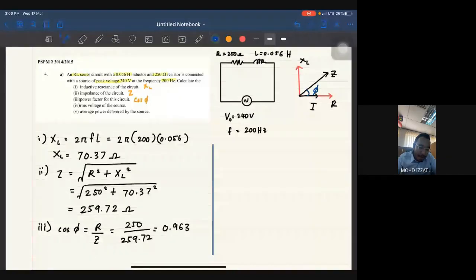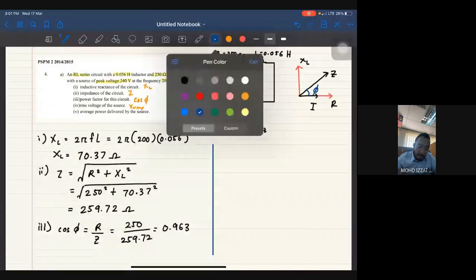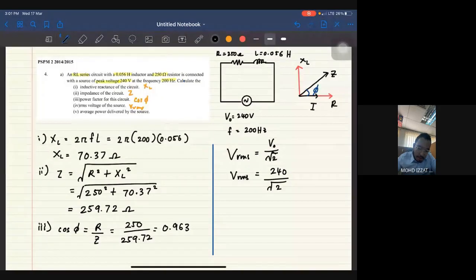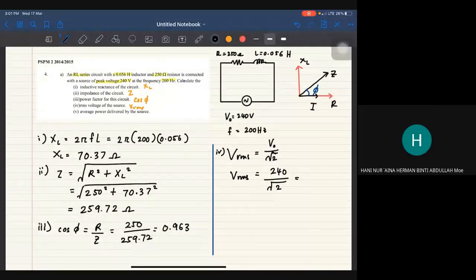They want to find VRMS. So VRMS is VRMS. They give you V peak, instead you want to find the VRMS. So VRMS equals V naught over square root of 2. Just substitute. So it will be 240 divided by square root of 2, which is 169.7. Okay.